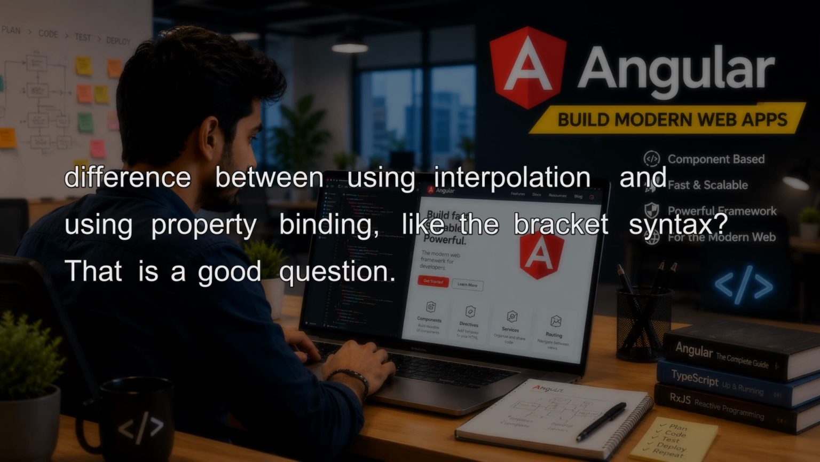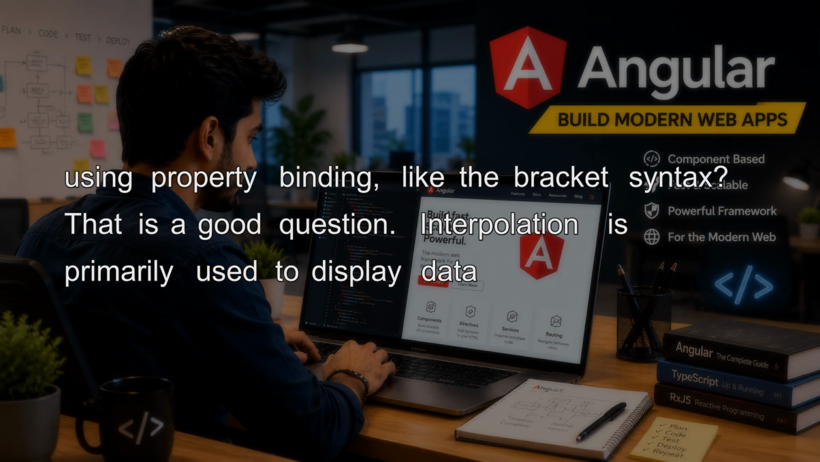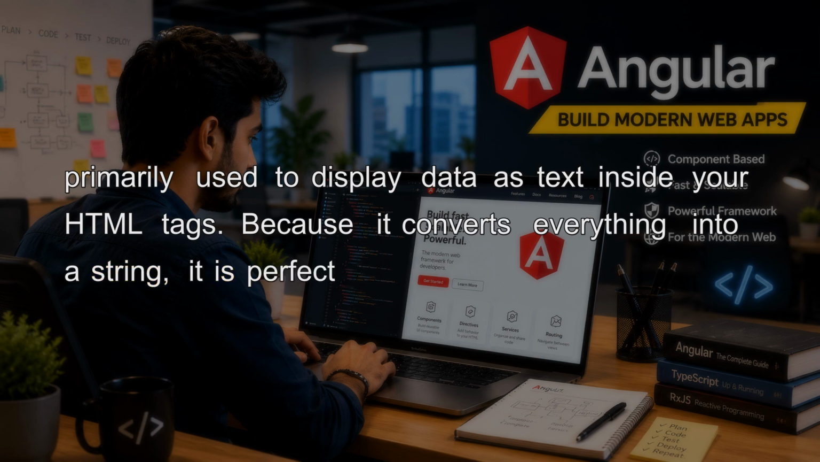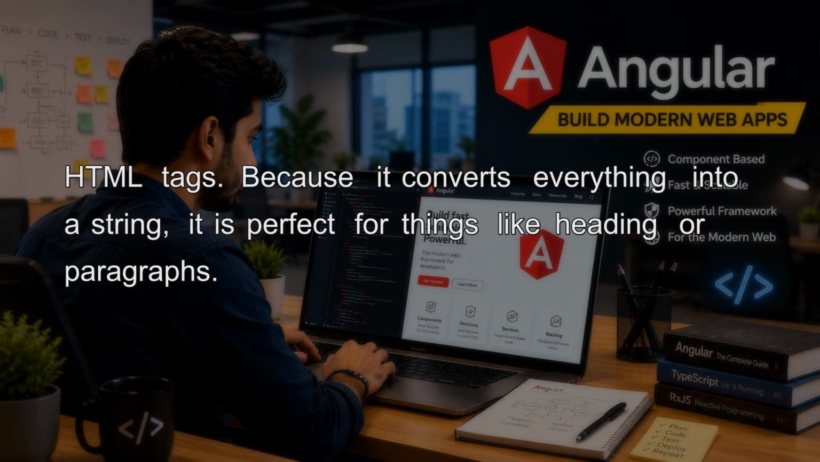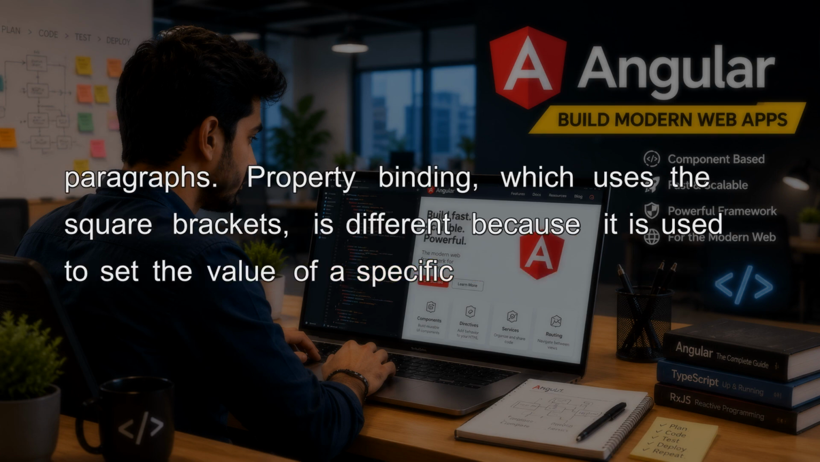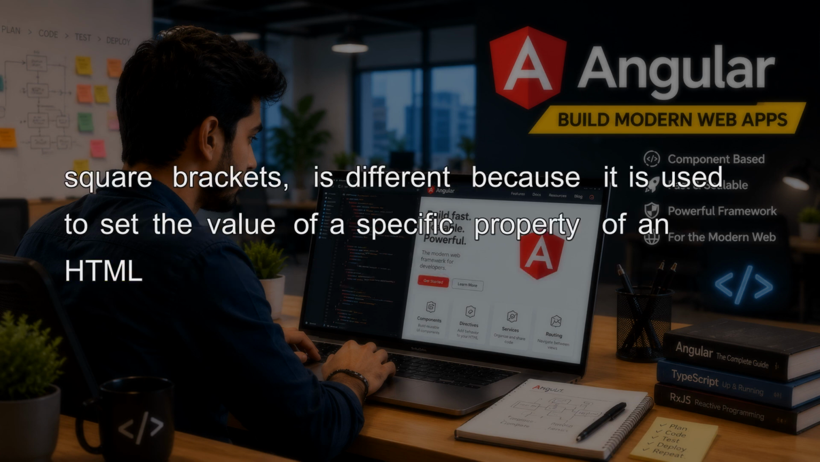That is a good question. Interpolation is primarily used to display data as text inside your HTML tags. Because it converts everything into a string, it is perfect for things like headings or paragraphs. Property binding, which uses the square brackets, is different because it is used to set the value of a specific property of an HTML element or another component.